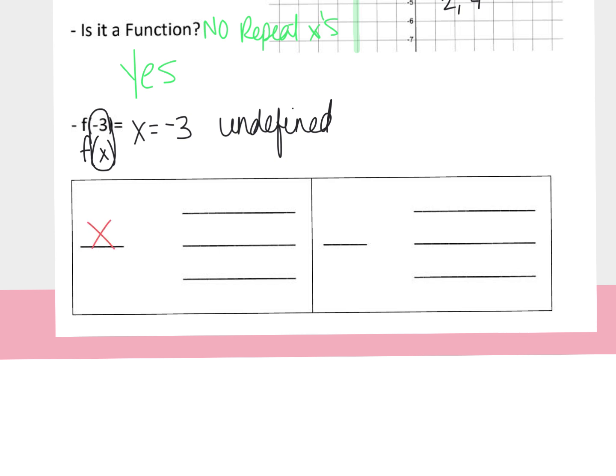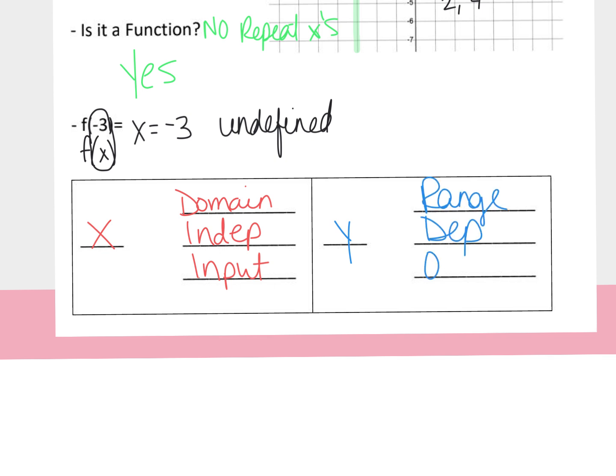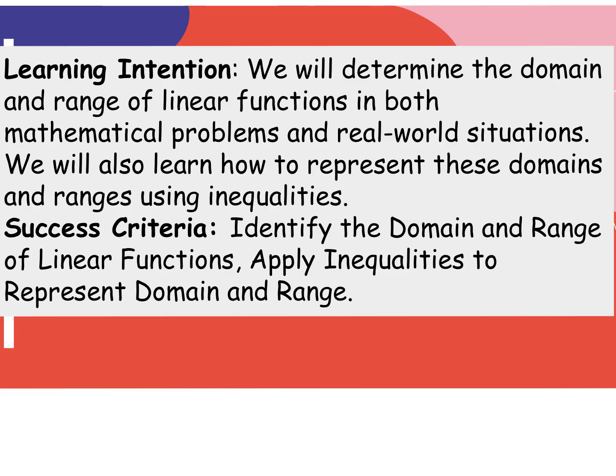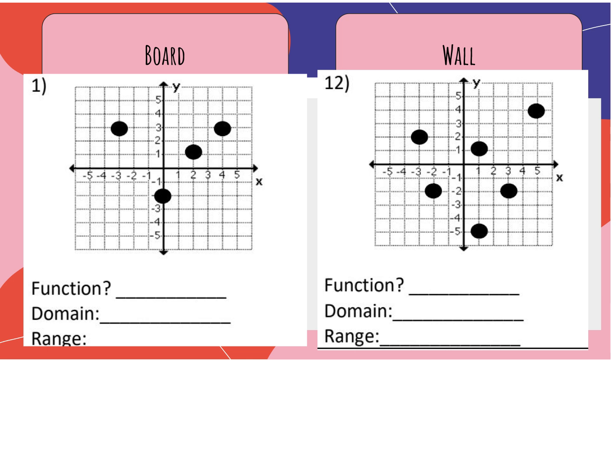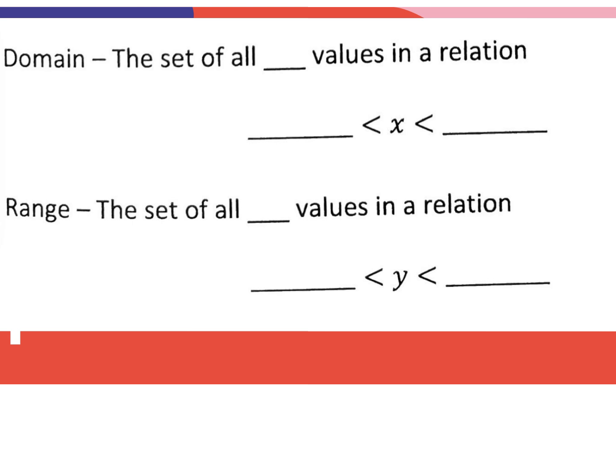To review our synonyms that we talked about in class earlier this week, we can write x is going to be our domain. It is our independent variable, and it is our input. And y is our range, our dependent variable, and our output. So when we look here, our domain is going to be the set of all of our x values.